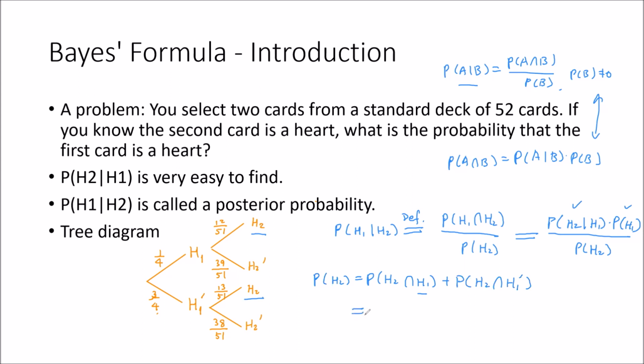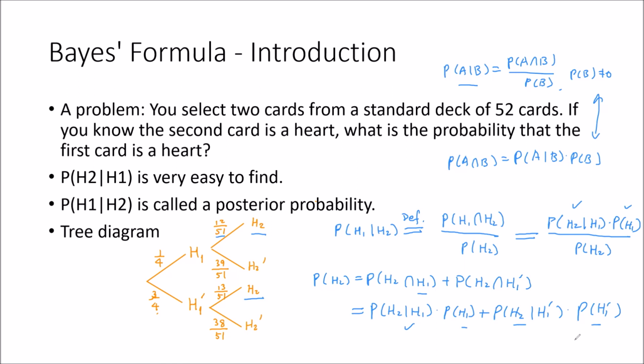And then we use the product rule of probability again, conditioning on the first step. All right, so that's H1 prime. Now you can see all the probabilities are on the tree. Probability of H2 given H1, that's 12 out of 51. And the probability of H1 is 1/4. This is 13 out of 51. And this is 3/4. So everything's there.